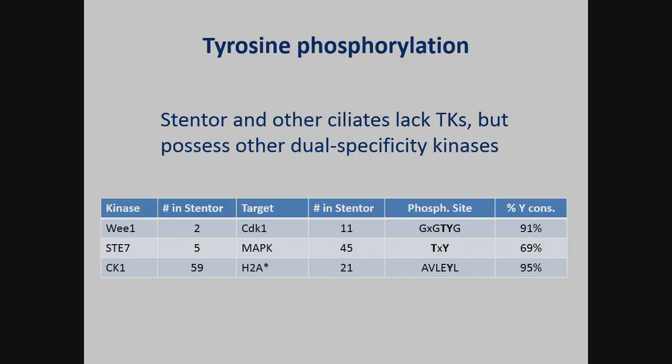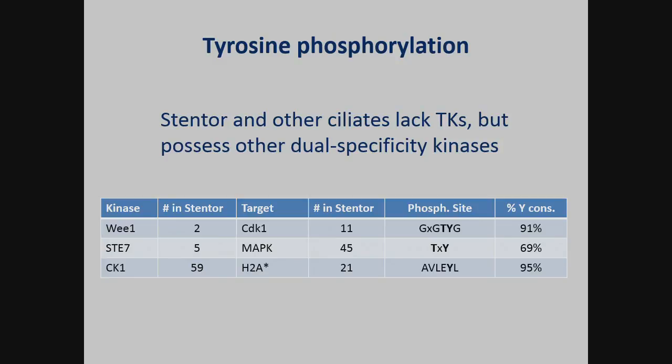So a few of the examples of this include WEE1, which phosphorylates CDK1 to regulate the cell cycle, and then STE7 family kinases, which generally act as MAP kinases, and then CK1, which actually has a variety of functions throughout the cell and phosphorylates a variety of targets. But one of the more recently described targets was histone H2A, in which it phosphorylates on a tyrosine residue.